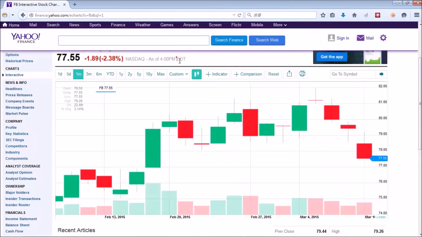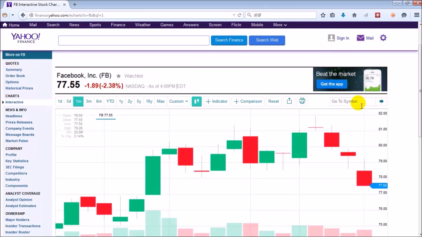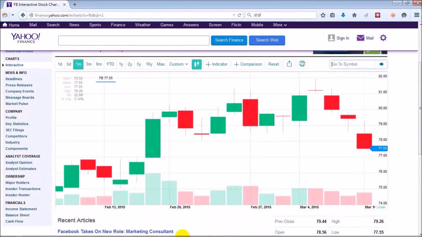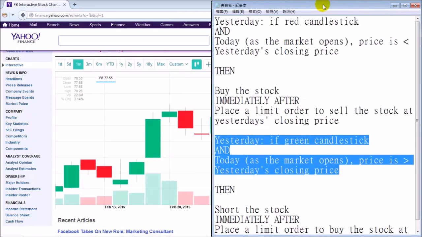So where do you find green candlesticks and red candlesticks? Simply go to Yahoo Finance, go to the interactive chart, type in whatever symbol, make sure you're using candlesticks, and just dig through. So here we're seeing a red one. So what we're going to do is wait today as the market opens. We're going to follow the red candlestick rule.